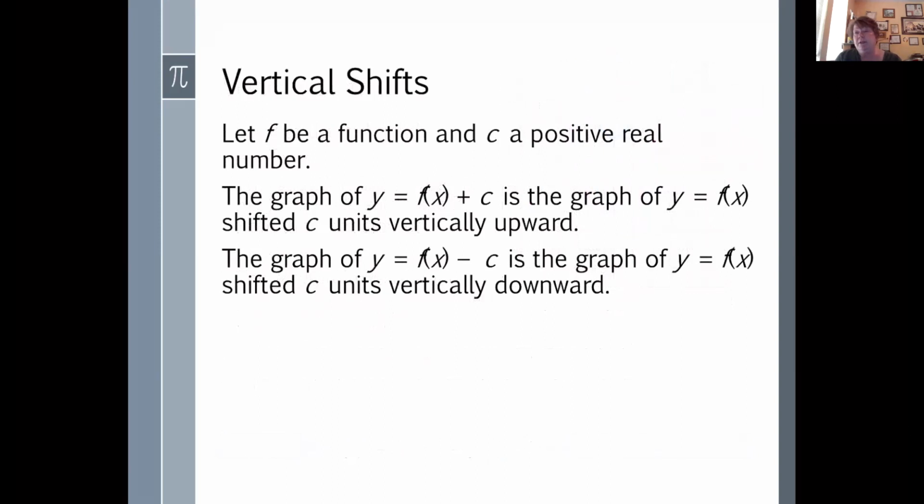Okay, so here is the definition of a vertical shift. Let f be a function and c be a positive real number. The graph of f of x plus c is the graph of y equals f of x shifted c units vertically upward. The graph of y equals f of x minus c is the graph of y equals f of x shifted c units vertically downward.